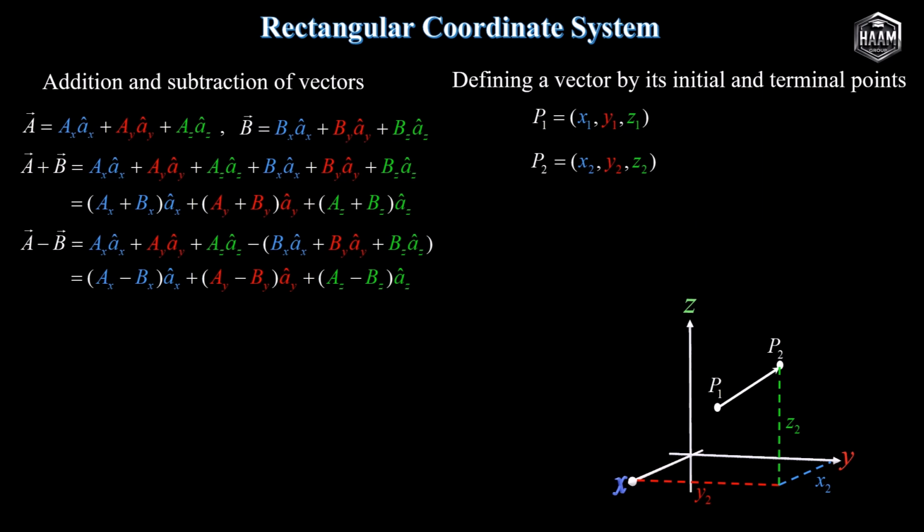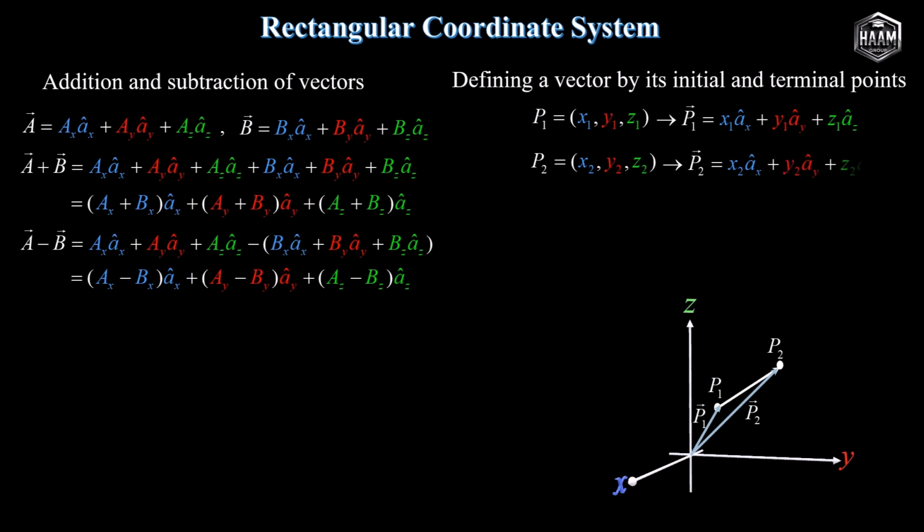To obtain vector P1P2, we first connect the origin to point P1, giving vector P1. We have vector P1 equal to x1 a_x plus y1 a_y plus z1 a_z. Now we connect the origin to point P2, giving vector P2 as well: x2 a_x plus y2 a_y plus z2 a_z.